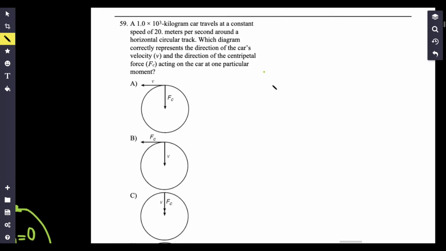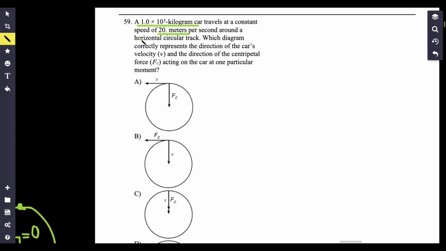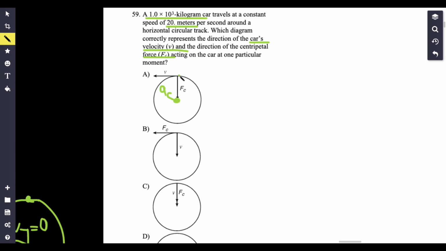All right, final stretch. So this kilogram car travels at a constant speed of 20 meters per second around a horizontal circular track. Which diagram correctly represents the car's velocity and the direction of the centripetal force? Remember, centripetal force always points towards the center because it's in the same direction as the centripetal acceleration, but the velocity is going to be tangent, or it's going to be traveling in a tangent direction. So number 59 would actually be A.